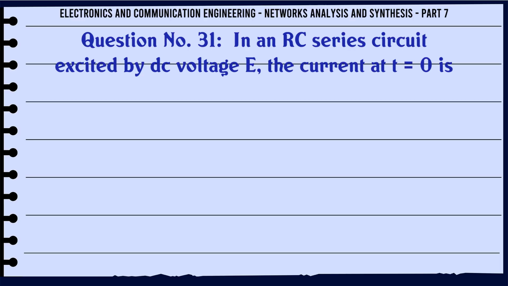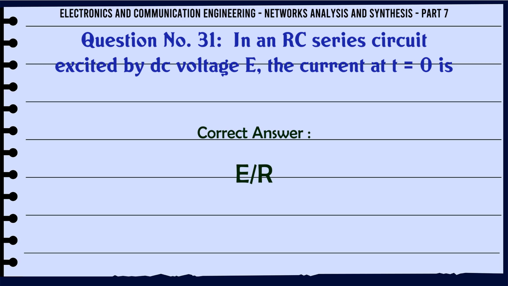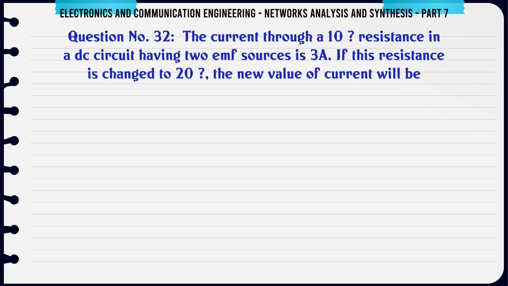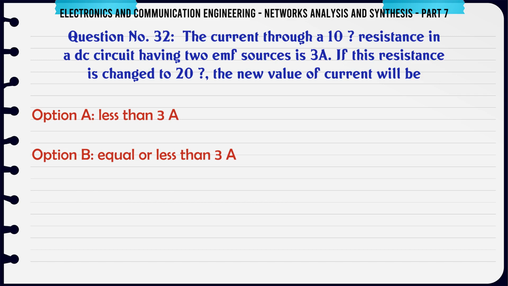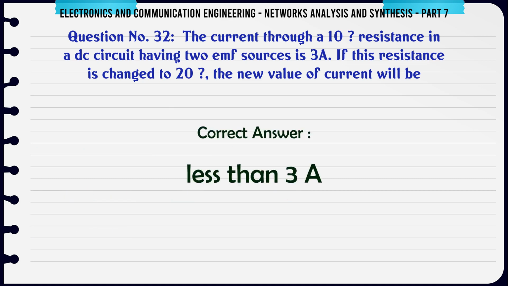In an RC series circuit excited by DC voltage E, the current at t=0 is A E/R, B E/C, C 0, D infinity. The correct answer is E/R. The current through a 10 ohm resistance in a DC circuit having 2 sources is 3A. If this resistance is changed to 20 ohm, the new value of current will be A less than 3A, B equal to or less than 3A, C equal to or less or more than 3A, D 1.5A. The correct answer is less than 3A.